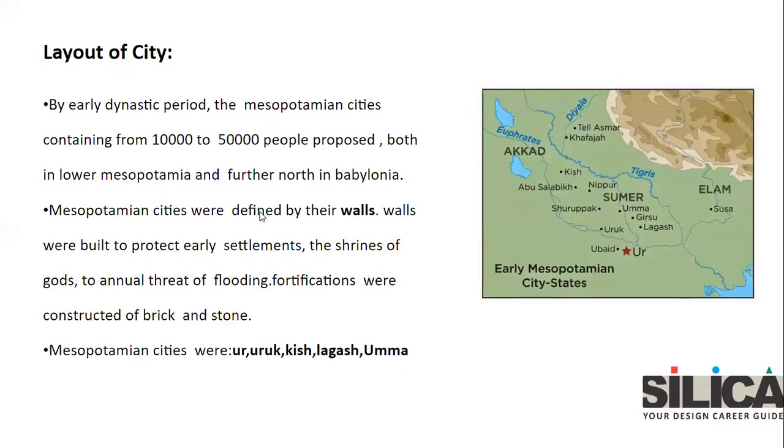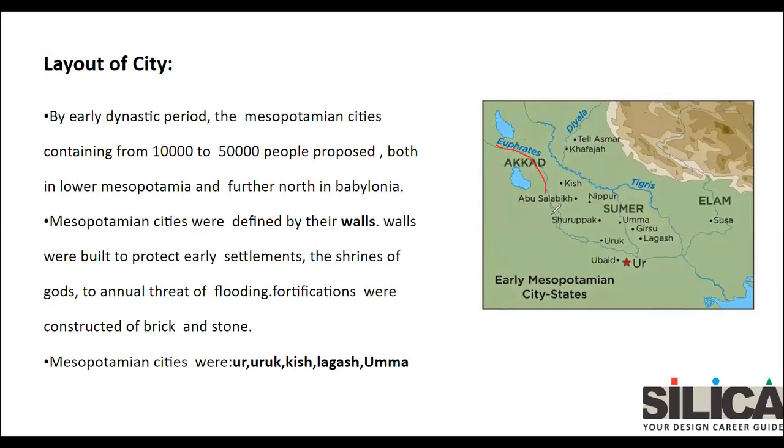Now the layout of the city. Now you can see the land between the Euphrates and Tigris rivers. This one is the Euphrates river. This one is the Tigris river. So the land between the Euphrates and Tigris rivers is where the Mesopotamian civilization developed. By the early dynastic period, the Mesopotamian cities, containing from 10,000 to 15,000 people, appeared both in lower Mesopotamia and further north in Babylonia. Mesopotamian cities were defined by their walls.